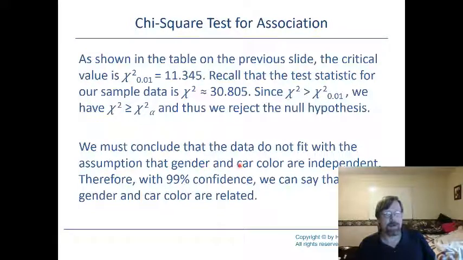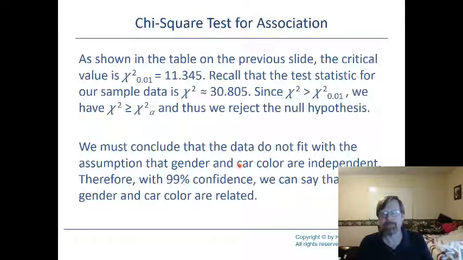We can say gender and car color are related, and this affects what other statistics we can do sometimes. There's a lot of assumptions that variables are independent when you're doing some sort of study. So that they're related means that further analysis needs different things. It needs different examination.